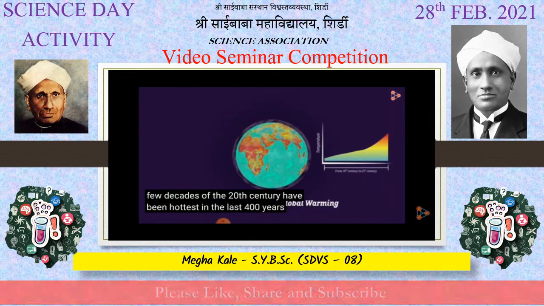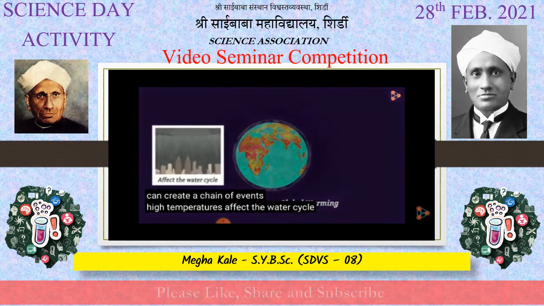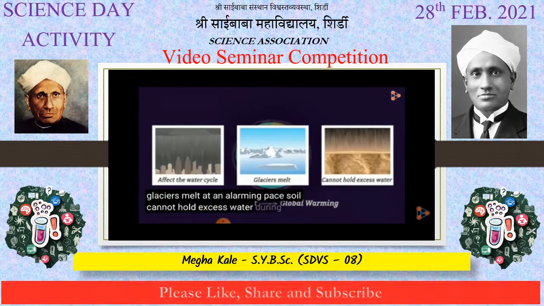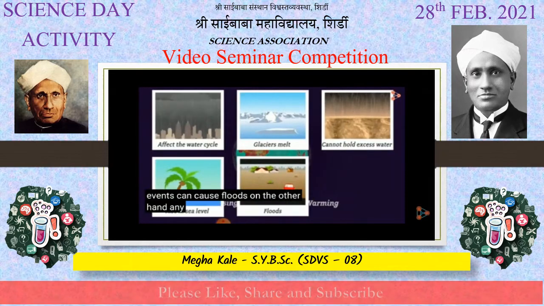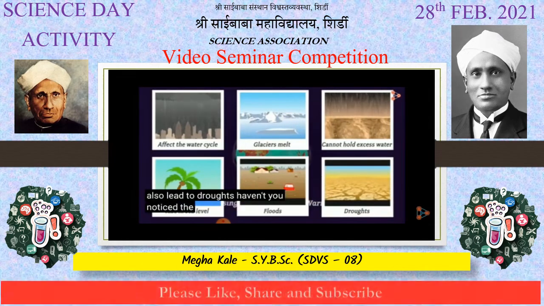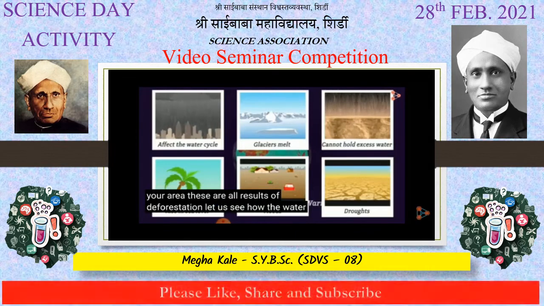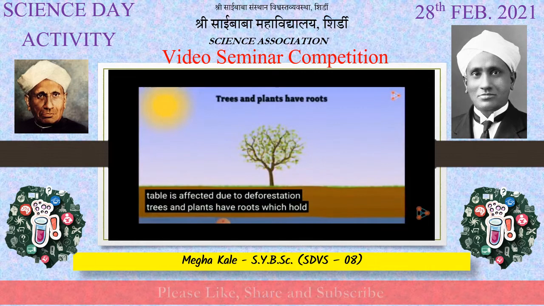Glaciers melt at an alarming pace. Soil cannot hold excess water during rainfall, or even a rise in sea level. Both these events can cause floods. On the other hand, any change in the water cycle can also lead to droughts. Haven't you noticed the erratic climate changes in your area? These are all results of deforestation.